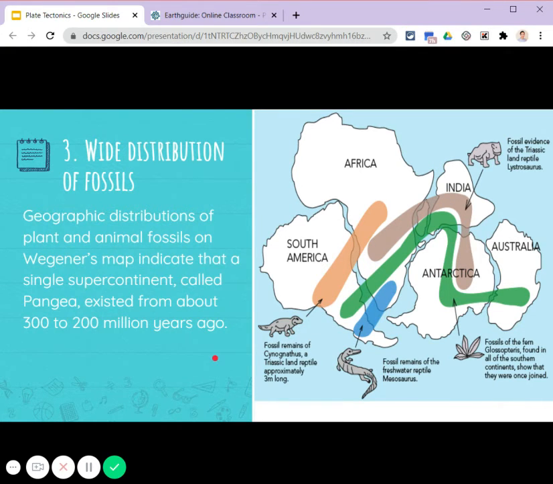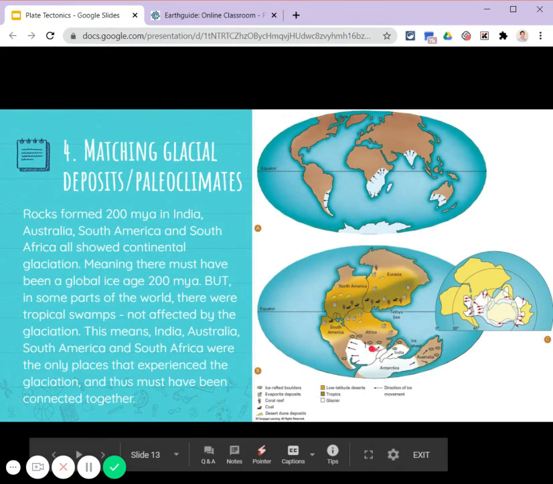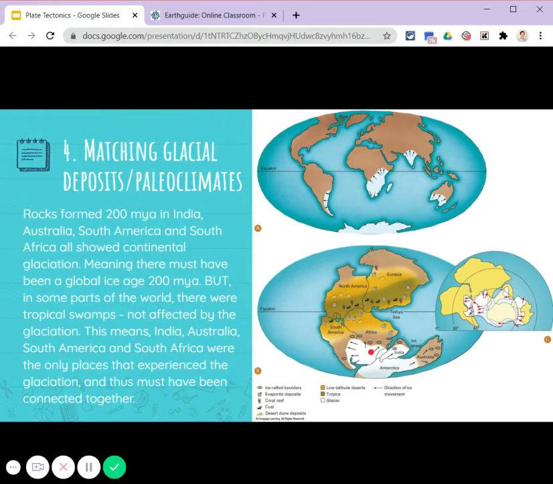Okay? And finally, the fourth evidence to his theory is what we call matching glacial deposits or paleoclimates. Paleo meaning ancient. Let's read this out. It's a bit long. So rocks formed 200 million years ago in India, Australia, South America, and South Africa all showed continental glaciation, meaning there was ice in these areas 200 million years ago. And that is represented in this diagram by the white patch that you can see on Antarctica, India, and parts of Australia, as well as parts of South America and Africa.